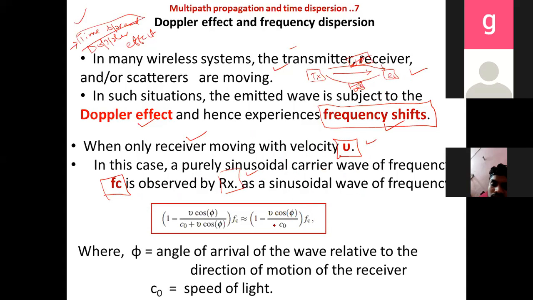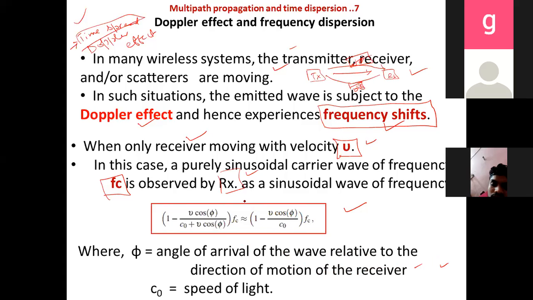Then you can see the Doppler frequency waveform here. Fc is the transmitted carrier frequency, and phi is the phase angle of the signal when it is arriving at the receiver relative to the direction of the motion of the receiver. Here we consider that the receiver is moving. Phi is the angle of arrival of the signal relative to the direction of the motion of the receiver, and C naught is the speed of light.